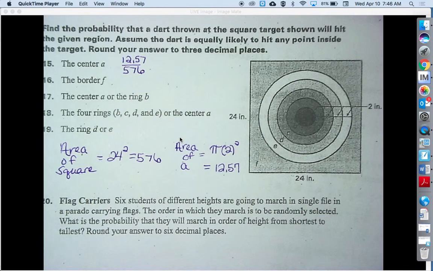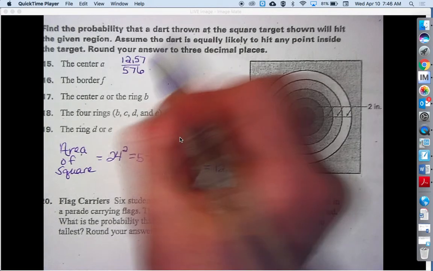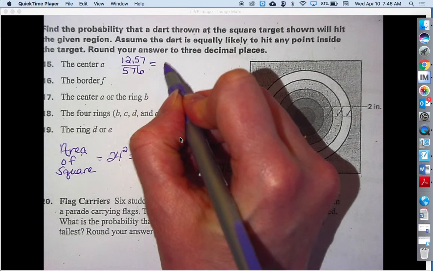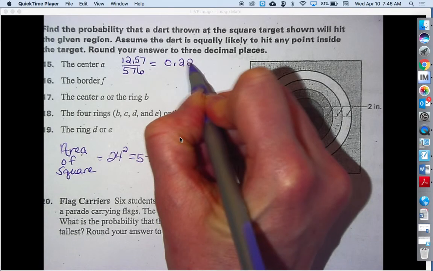So the probability of getting this center, which is the bullseye, would be the little space of A over the total space of the whole dartboard. And if you flip your sheet over, it should have given you a value. Mackenzie, what was that value? 0.22. So approximately 0.22.